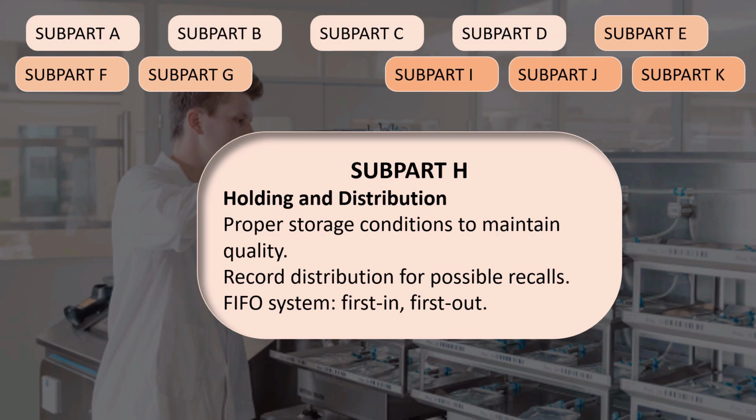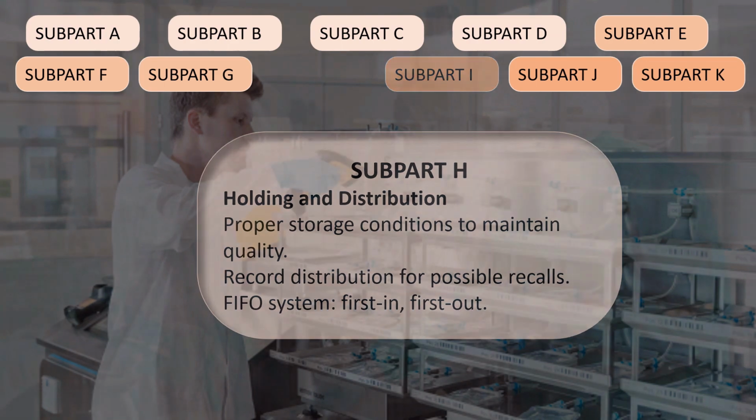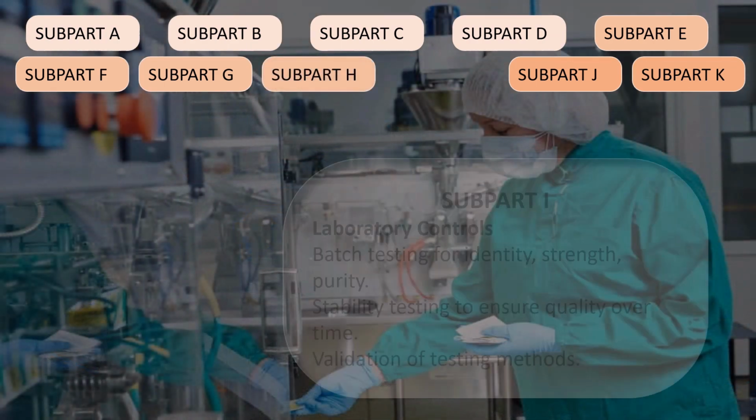1. Storage conditions. Drug products must be stored in conditions that preserve their quality, such as appropriate temperature and humidity. 2. Distribution records. Detailed records of drug distribution must be maintained to allow for product recalls if necessary. 3. FIFO system. First in, first out. FIFO system is encouraged to ensure the oldest products are used or distributed first.